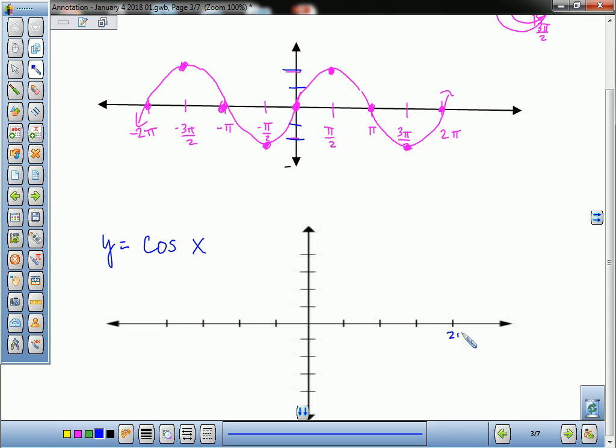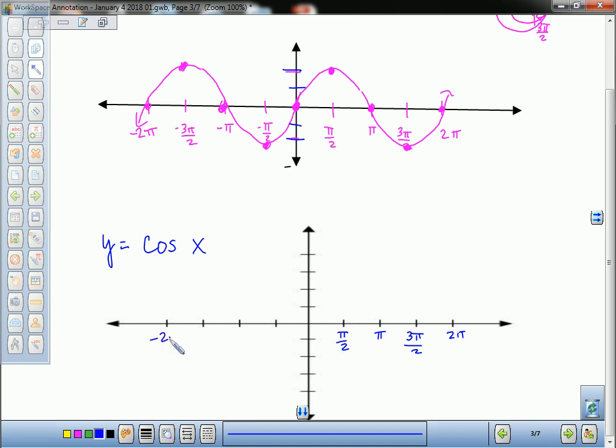So this is going to be 2 pi. This is pi. This is pi over 2. So with the parent graph, it doesn't change. Now, if we cause horizontal stretches or compressions, these 4 tick marks change, don't they? Yes. All right.